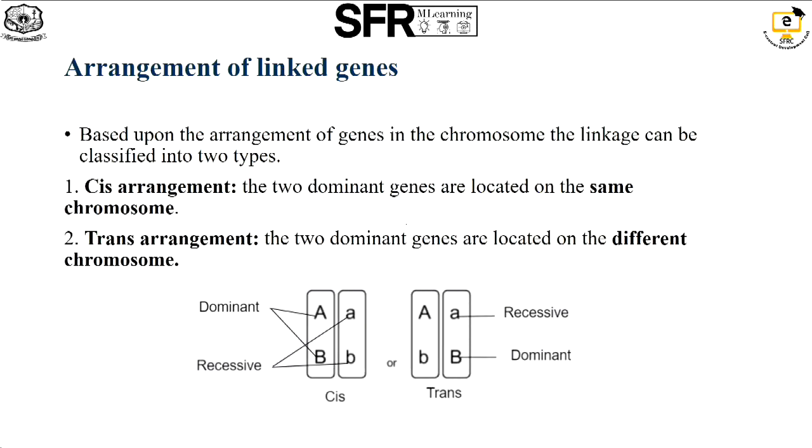So now we are going to see about the arrangement of the linked genes. We know in genes there are two types, one is the dominant allele and one is the recessive allele. When both the dominant alleles are present on the same chromosome, that is known as cis arrangement. When the two dominant genes are present on different chromosomes, that is known as trans arrangement.